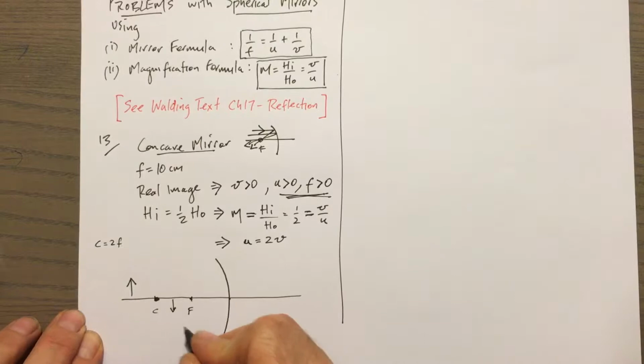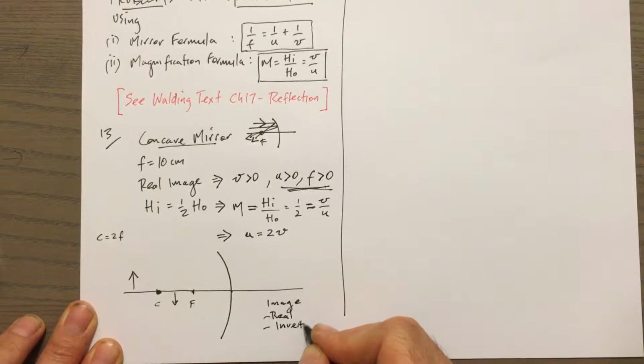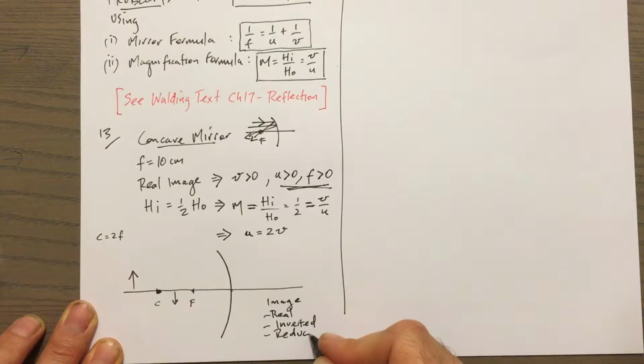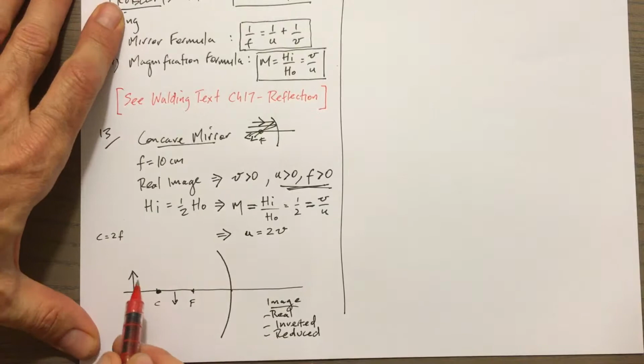And let's talk about it over here. We can see that the image will be real, inverted, and reduced, and that's all consistent with what we've been saying leading up to this point. So if you desire, and I really like to do this, it just feels complete, put in a few rays just to verify that that's pretty much the location of the image.